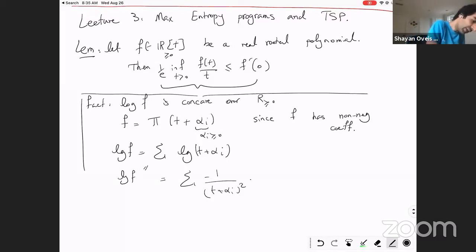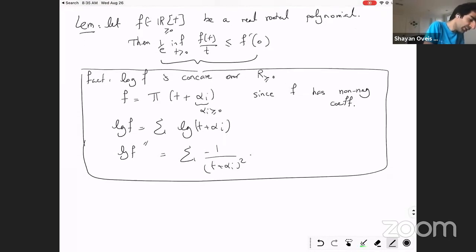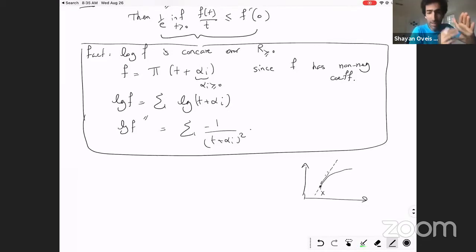Now, using this, we want to prove the lemma above. Again, you have a real rooted polynomial. Now, I just want to assume that it is log concave, and I want to prove that inequality. Now, the main observation here is the following. You may have seen this in your convex programming course, for example, that if you have a concave function, it would look like this. Now, if I have a point x here, I look at the tangent line at x, and the graph of my function sits below this tangent line.